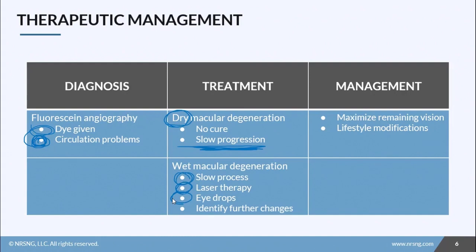And something to just keep in mind with wet macular degeneration, the fluid and blood can be reabsorbed by the body. So there are these other treatment modalities, but sometimes the body can take care of some of that by itself. And management, with both of them, is really aimed at maximizing the patient's remaining vision. It's also aimed at lifestyle modifications. So their vision is going to be altered, so we want to do things that are going to help with that vision alteration, such as providing large print education manuals and encouraging public transportation.